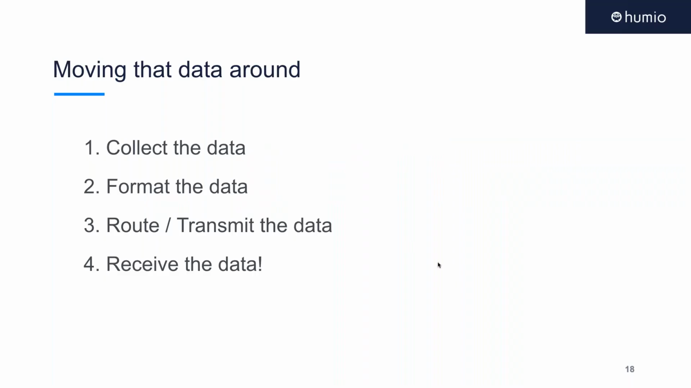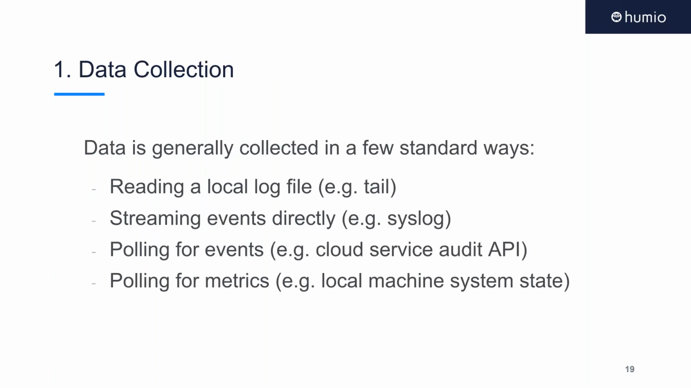So I'm going to talk a little bit about moving that data around your estate. Again, I'm trying to do this from a technology agnostic point of view, and I'm talking about some of the best practices that we've uncovered over the last few years. So really it comes in 4 stages. The first one is collecting the data. The second one is formatting it, and then routing it and transmitting it, and then receiving it into your analytics platform, whatever that may be. So data collection.